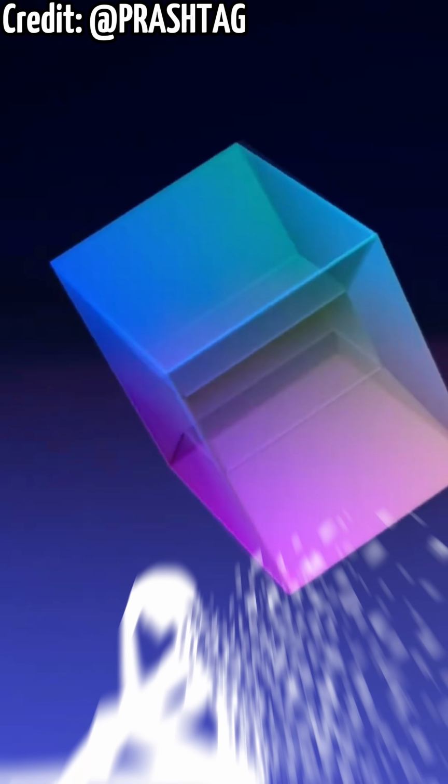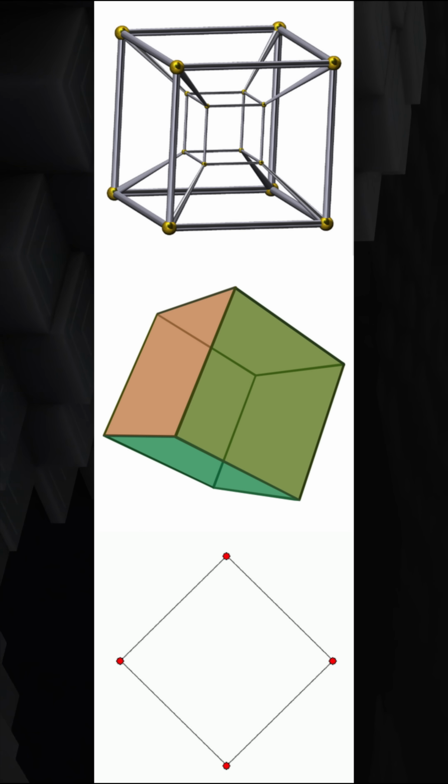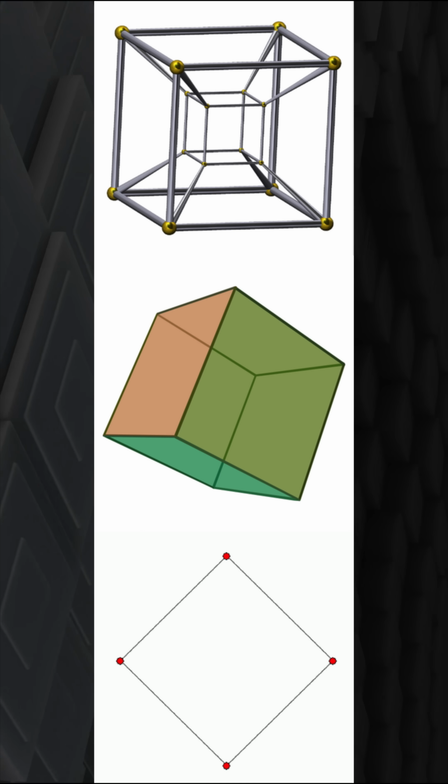How many dimensions are there? Now, at first glance, the answer seems pretty simple. If we're talking about spatial dimensions, there's three. There's several ways we can know this.